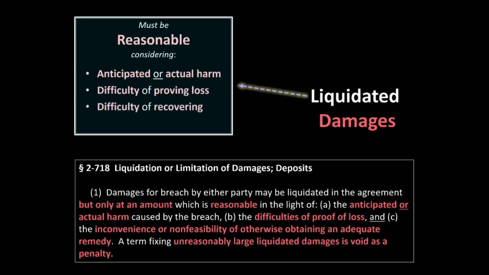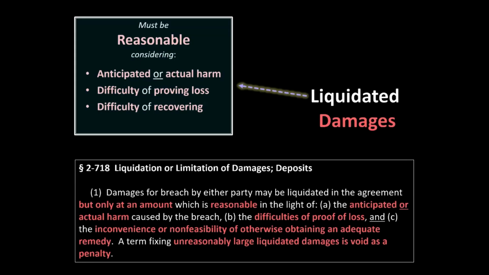And third, the amount liquidated must be reasonable in light of the inconvenience or non-feasibility of otherwise obtaining an adequate remedy. These last two factors stem from the common law's requirement of reasonable certainty. As we noted earlier, under the common law of contracts, the non-breaching party must be able to prove their losses arising from a breach with reasonable certainty.